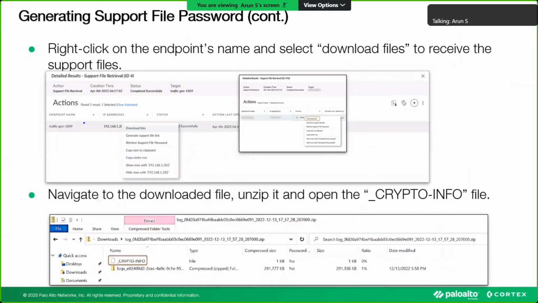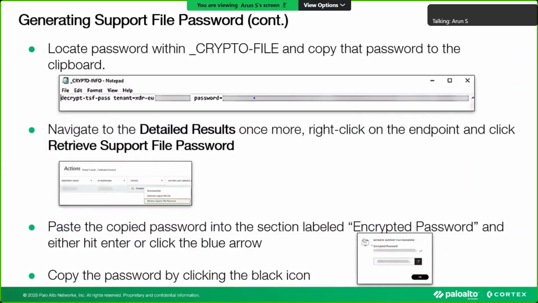Once it is successfully completed, you will get these options. So you will get the download files option. Select download, do a right click, download files. Once you download it, it will be downloaded into your workstation, and it will have these two things. One of the files will be called the crypto info file. Just open this crypto info file, and you will get the password in it. The password will be available in the crypto file.